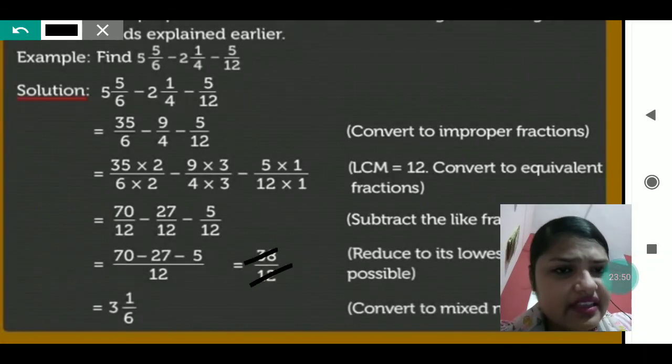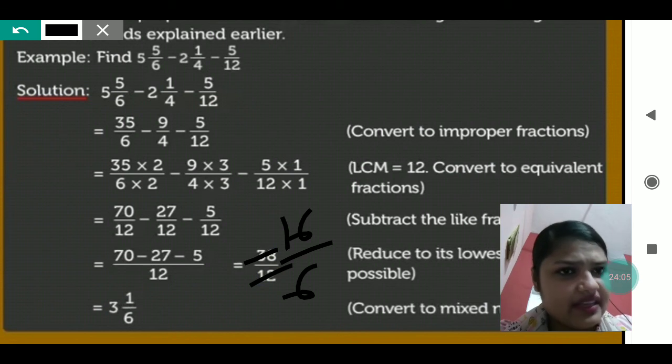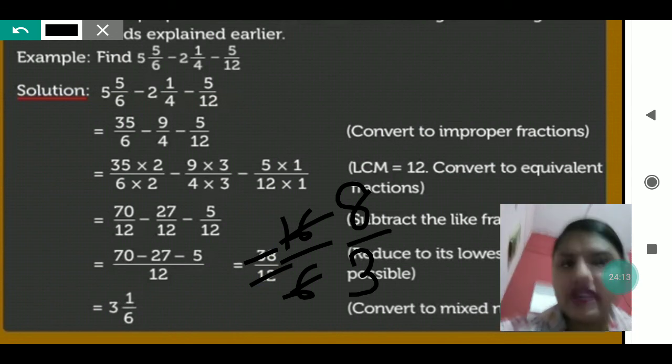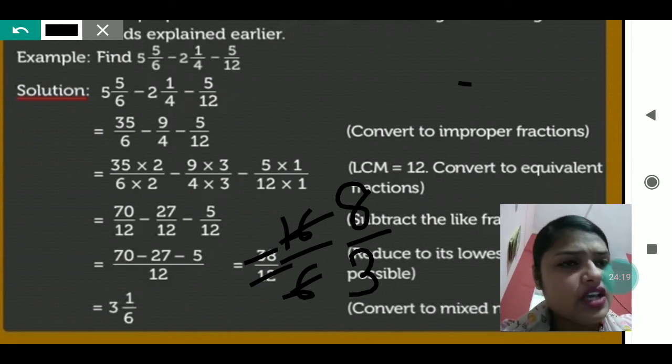So 38 by 12 can be reduced. It can be reduced by 2: in the table of 2, 12 is 6 times and 38 is 19 times. Now it is 19 by 6. Is this divisible? Yes, it is again divisible. So 8 by 3 you will get. Now it is not divisible. Now it is in its lowest term. So you can leave it here as 8 by 3, or else you can find the mixed fraction.